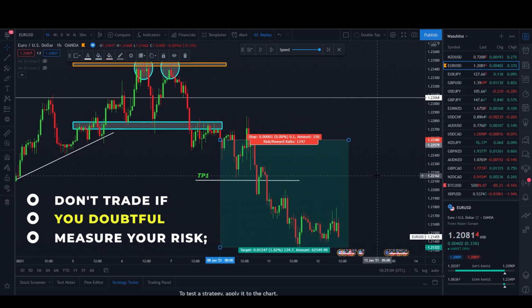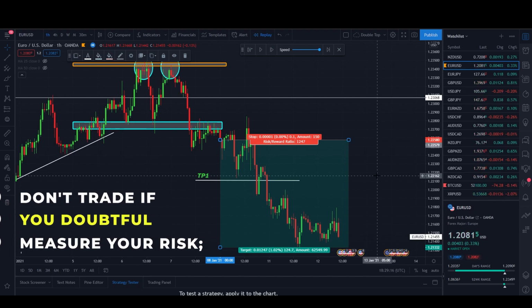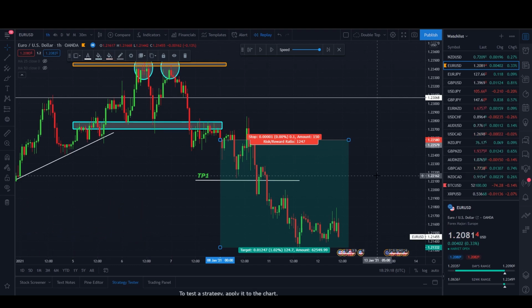But don't forget, guys, to manage your risk accordingly based on the spread fees you may be paying to the broker, or basically on the money you can afford to trade. And using this double top strategy, I don't know too many traders who will be complaining about 124 pips in profit.